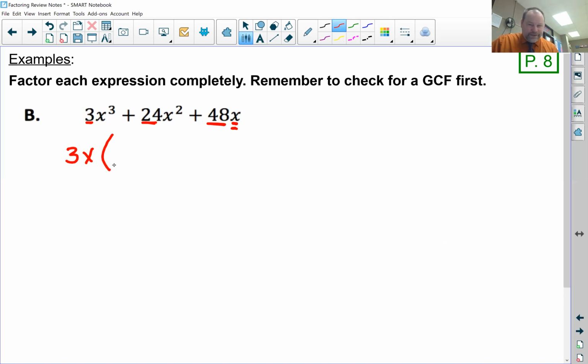Factoring that out means basically you're dividing. 3 divided by 3 is 1. I had x cubed. I took away one of the x's. It leaves me with x squared. 24 divided by 3 is 8. I had x squared. I factored out an x. So I'm left with x, or x to the first. 48 divided by 3 is 16. I had an x, but I factored it out. There are no x's in my last term.